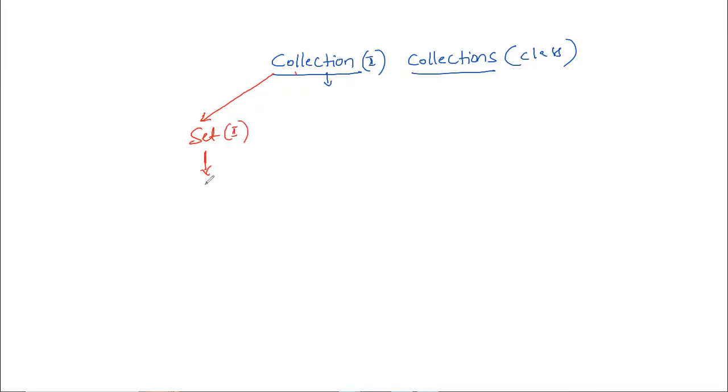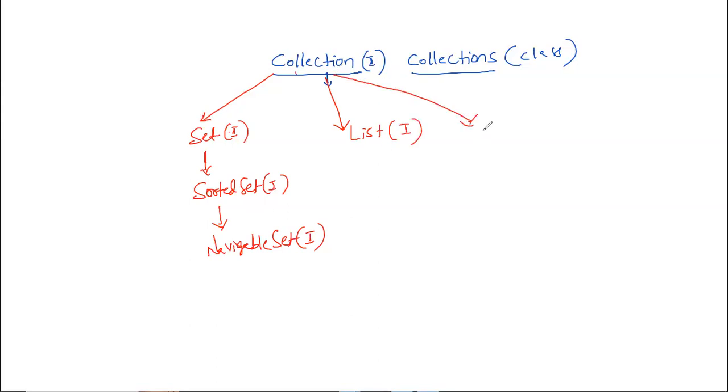Sorted set, and then followed by navigable set. Tree set is not an interface. I'm asking only interfaces. Then after this set, there is one more interface, list. Any child interfaces for this list? No. Third interface, queue. Any child interface for this one? No. So these are the 6 interfaces that we have, which are the child interfaces of the collection.